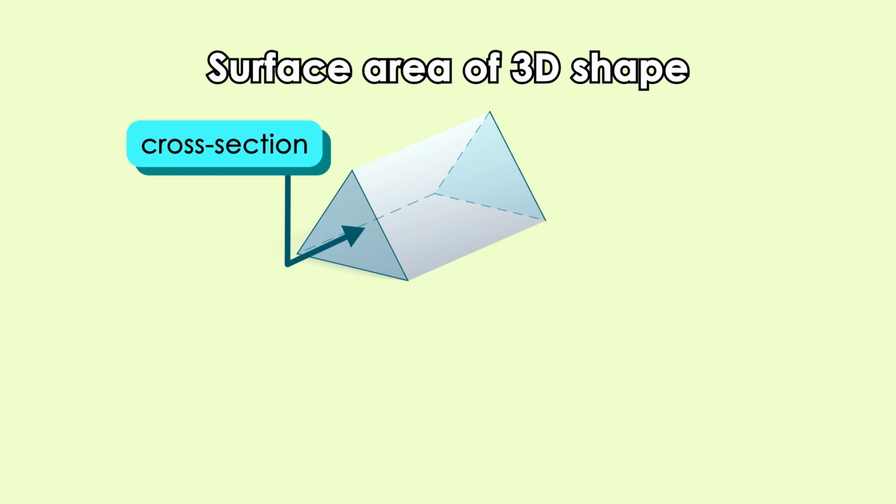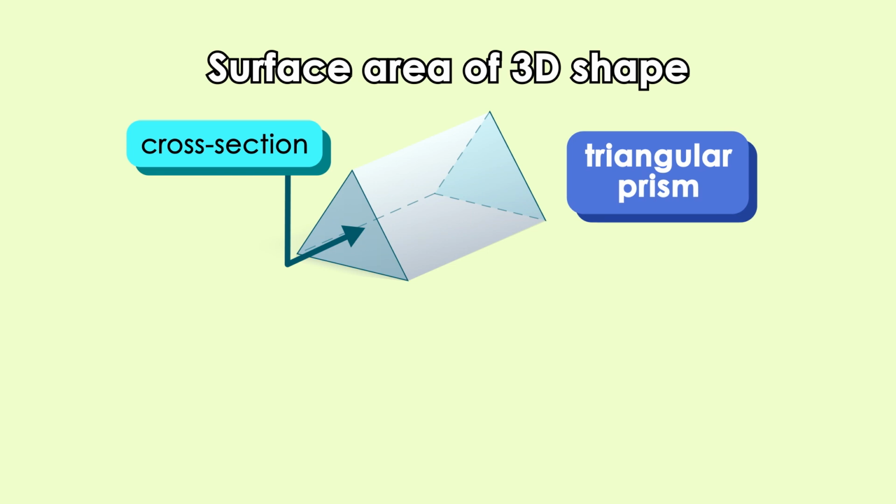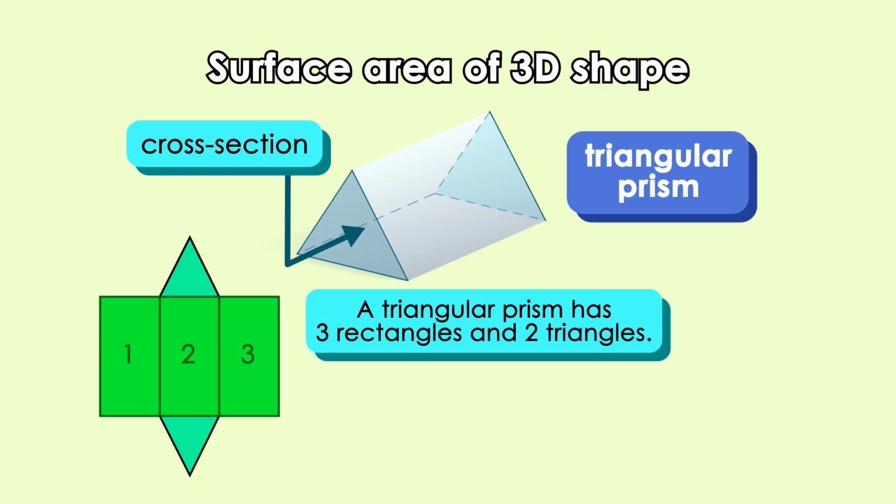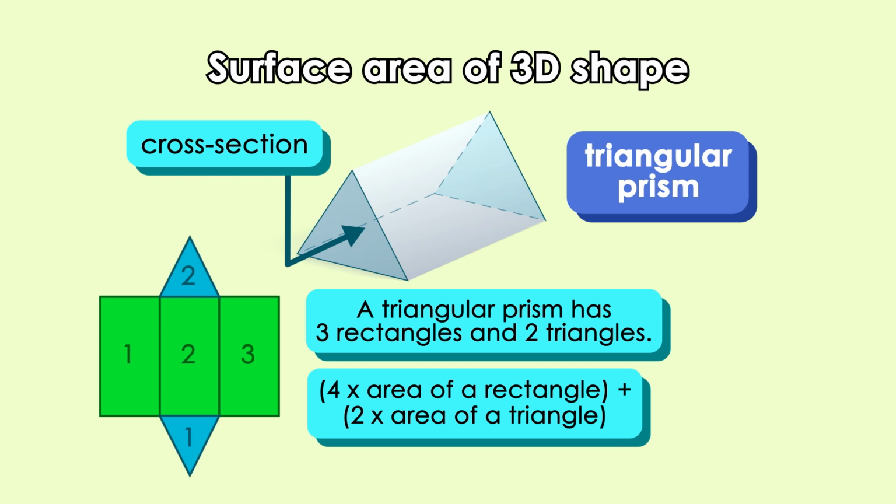Specifically, it is called a triangular prism because its cross-sectional area is in the shape of a triangle. A triangular prism has 3 rectangles and 2 triangles. Therefore, the surface area of a triangular prism is 3 multiplied by the area of a rectangle and add 2 multiplied by the area of a triangle.